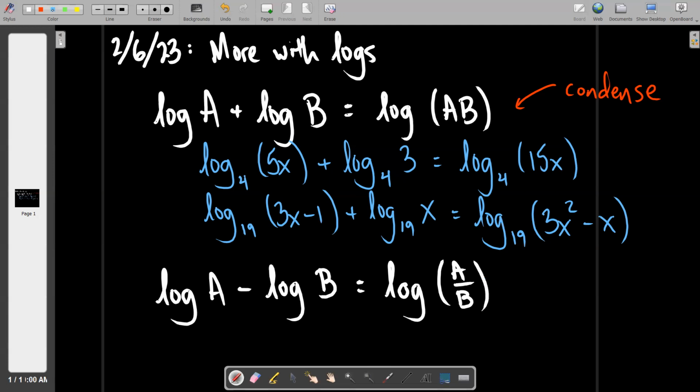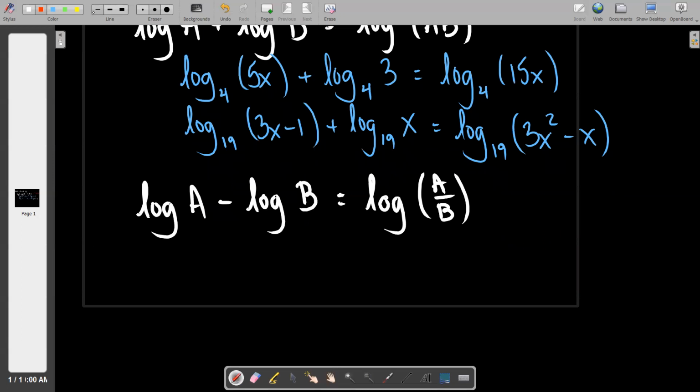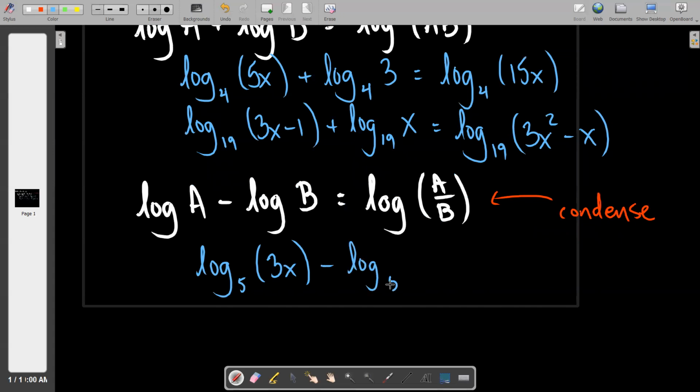Again, that verb, what we're doing there, is called to condense. Anytime you have two logarithms, you generally would like to condense them into a single logarithm. So as an example of that, if I had log base 5 of 3x and I subtracted a log base 5 of 7, what would that condense into?